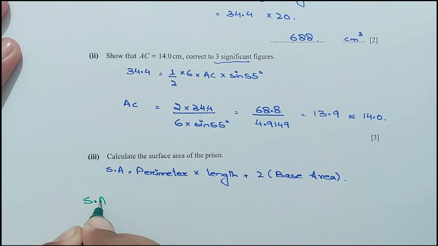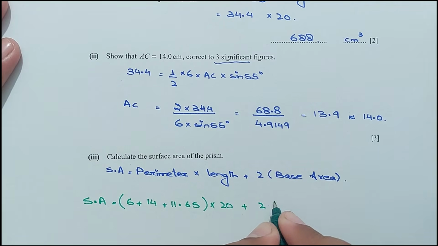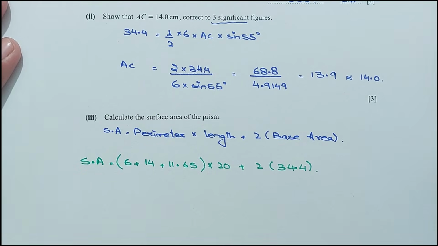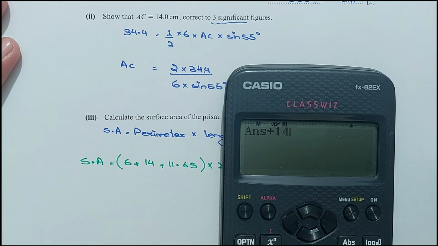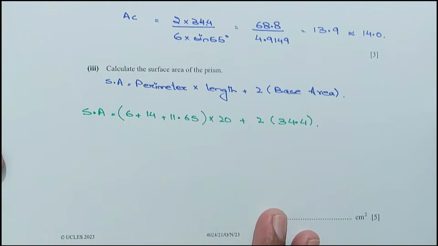Okay, now let me use the perimeter. The total surface area is the perimeter, 6 plus 14 plus 11.65, times the length, plus 2 times the base area. The base area is 34.4, right? Let me simplify. This is 701.7, or 702 we can say, centimeter square.